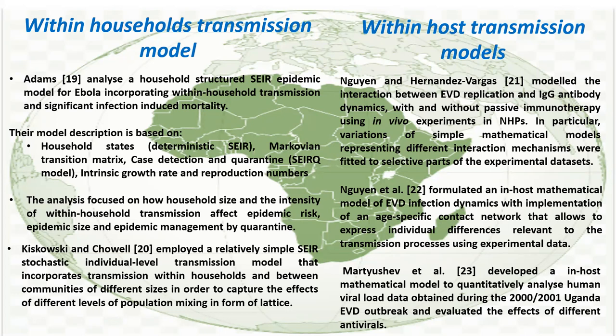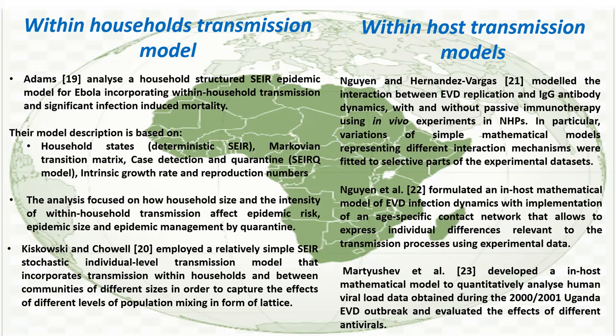Their model is described based on, first, the household state, which is a deterministic SEI model. They also consider a Markovian transition matrix, and also consider case detection and quarantine. They also look at the growth rate and reproduction number. Because after developing the SEI model, they extend the model to look at the effects of quarantine. Then the analysis is based on household size and intensity of within-household transmission, how it affects epidemic risk, epidemic size, and epidemic management by quarantine.